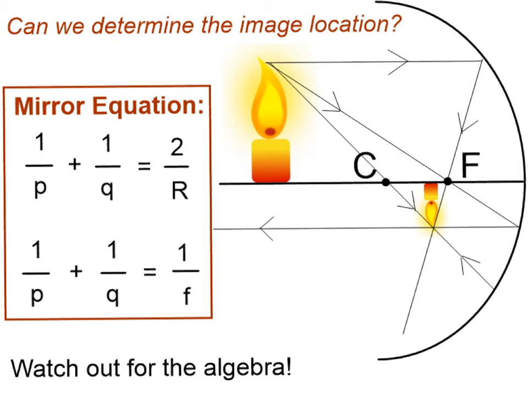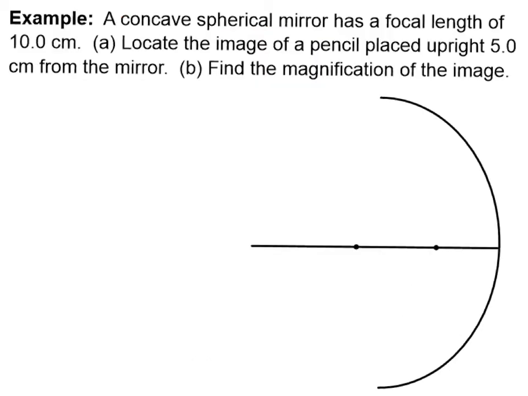And then you should be able to calculate q, and that would tell you where your image location would be. So let's take a look at this example. Say we have a concave spherical mirror that has a focal length of 10 centimeters. Here's our mirror. And we need to locate the image of a pencil placed upright 5.0 centimeters from the mirror and find the magnification of that pencil.